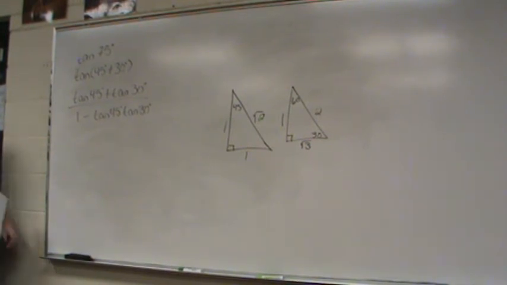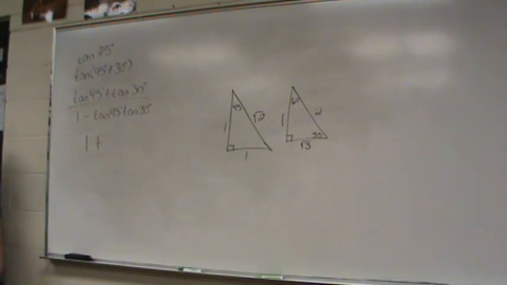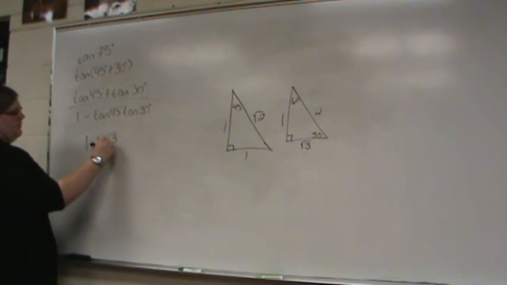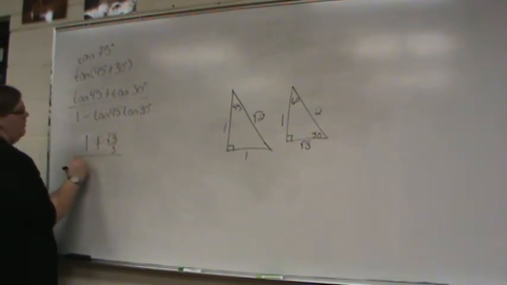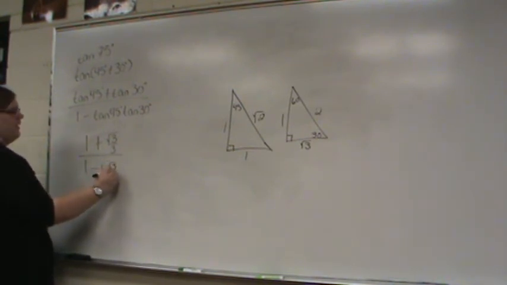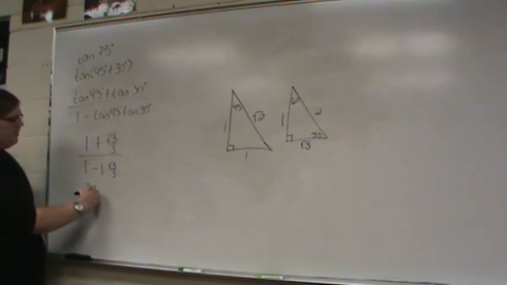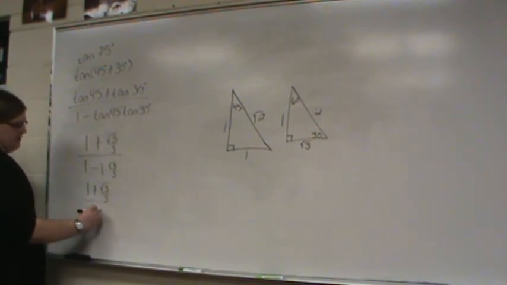So now we can find each of those values for tangent. Tangent of a 45-degree angle is 1, plus tangent of a 30-degree angle, which is root 3 over 3, and then we're over 1 minus the 1 times root 3 over 3. So then when we simplify this, we're going to have 1 plus root 3 over 3, all over 1 minus root 3 over 3.